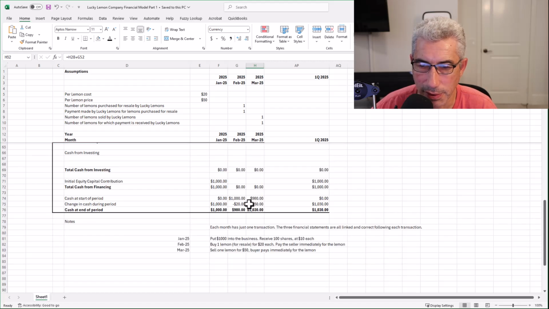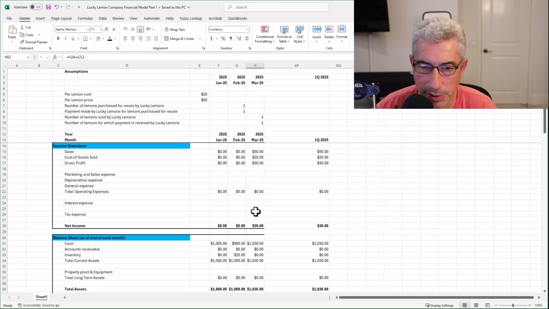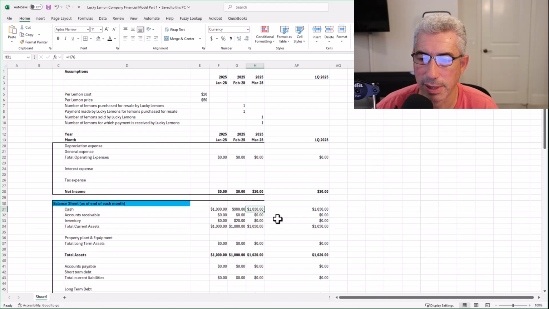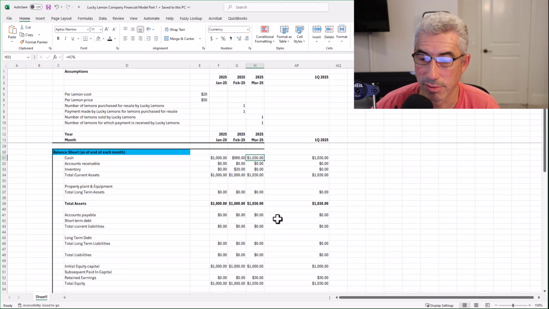So total cash from operations equals $50. And you have cash at start of period, 980, plus change in cash during the period, 50, equals cash at end of period, 1030. So that is the ending cash balance, and so the balance sheet 1030 equals H76. So that's basically it.